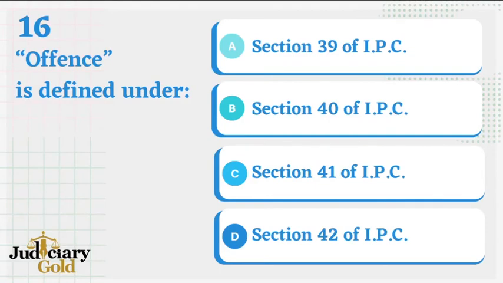Question 16. Offense is defined under section 39 of IPC, section 40 of IPC, section 41 of IPC, section 42 of IPC. Answer is section 40 of IPC. Section 40 of IPC defines offense, that is an act made punishable under this code. So any act which is made punishable under this code is considered as offense and it is defined under section 40 of IPC. Through chat box, please tell me what does section 39, section 41 and section 42 define.